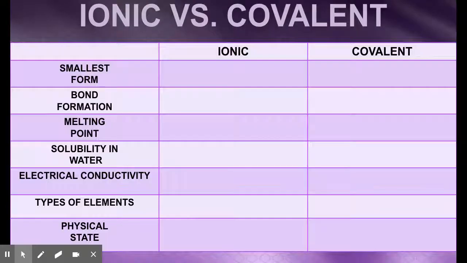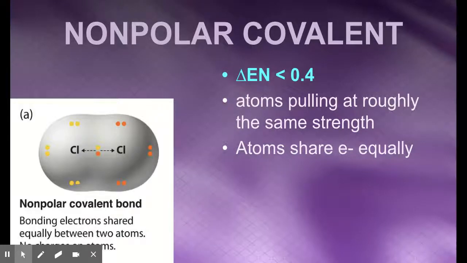Nonpolar covalent: the difference in electronegativity needs to be very, very low, less than 0.4. That means they're almost equal in electronegativity, so they both have almost equal pull from either side. Neither one is going to have a stronger attraction necessarily, and they're going to be equally sharing the bond between them. In this example with 2 chlorines, they each have 7 valence shell electrons, so they can each share 1 electron with the other one and satisfy the octet rule.